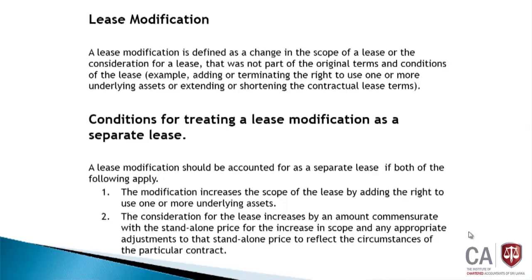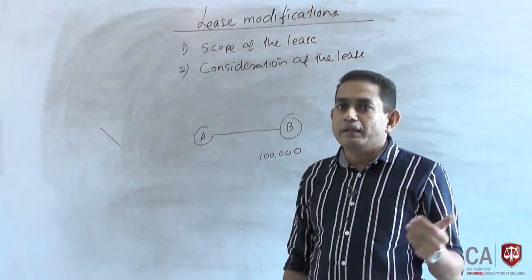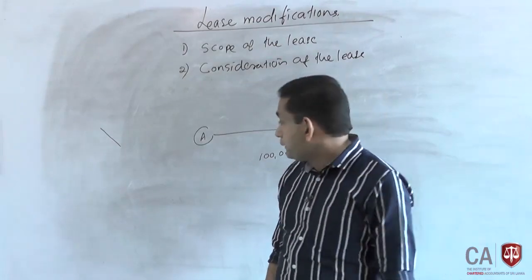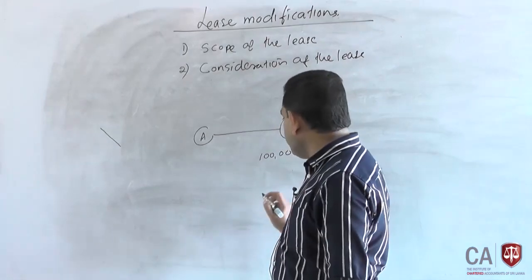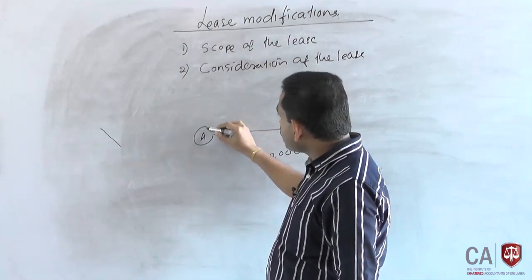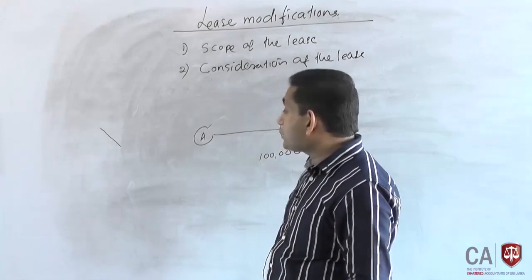Now the lessor has been A and the lessee has been B. B had taken a 3000 square foot floor of a building at 100,000 rupees rental a month. And in just 2-3 years' time the space was not adequate and the lessee wanted another 3000 square foot floor of the same building. Now that is an increase in the scope of the lease.